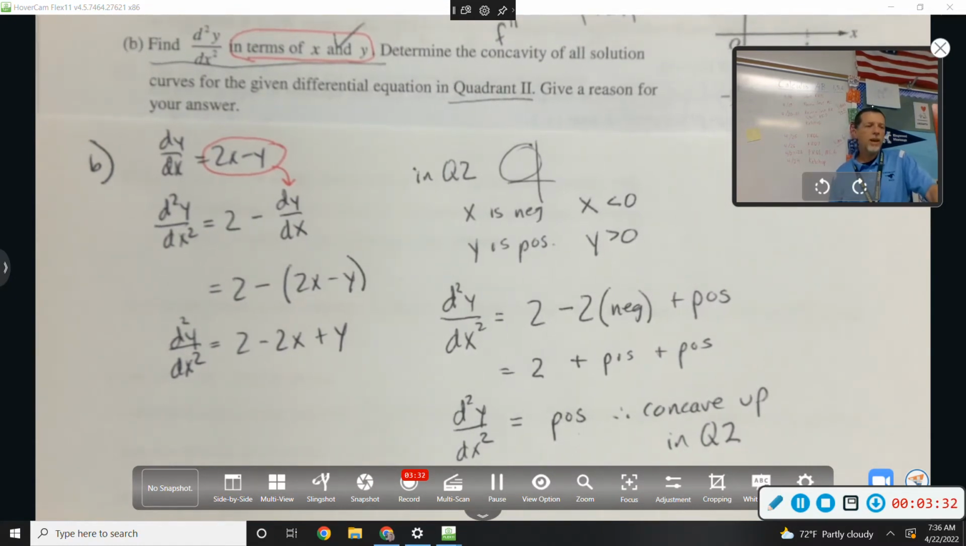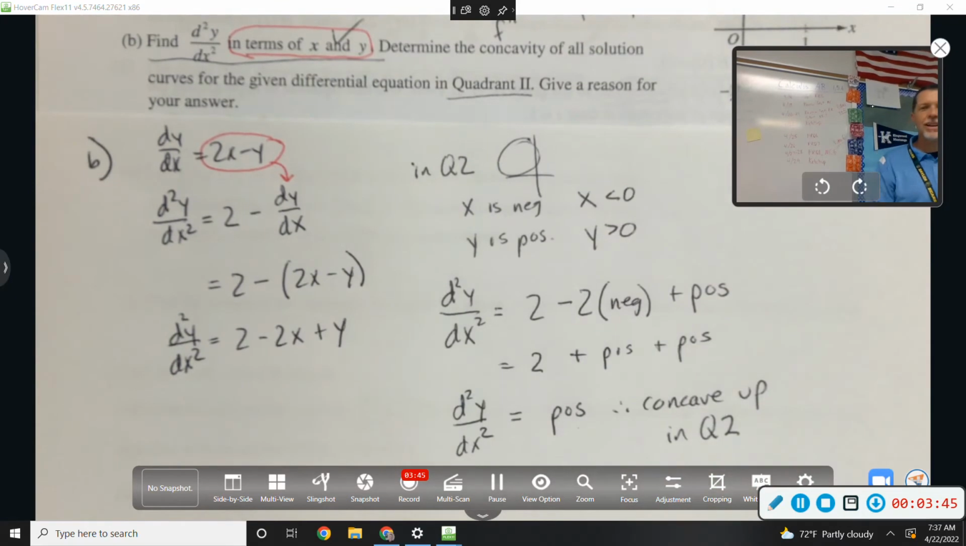Every AP test is going to have some questions where you're like, what? I'd never heard that. I hadn't seen that before. Like quadrant 2, why does quadrant 2 matter? And then you start playing around, and you're like, oh, now I see why they did that, because it worked out.